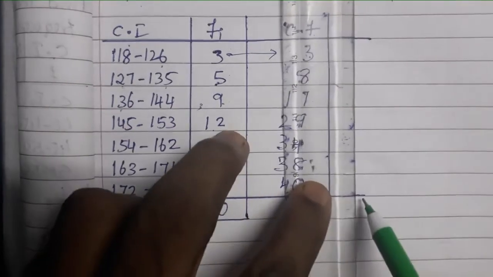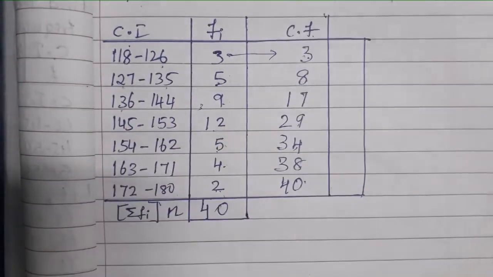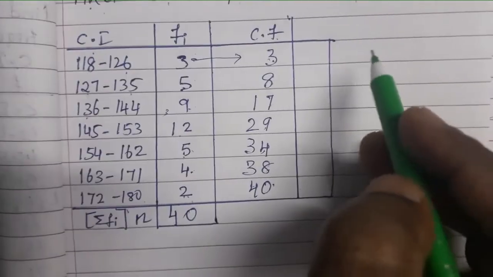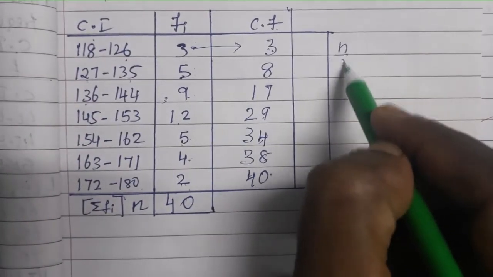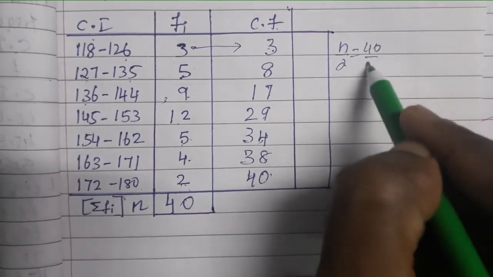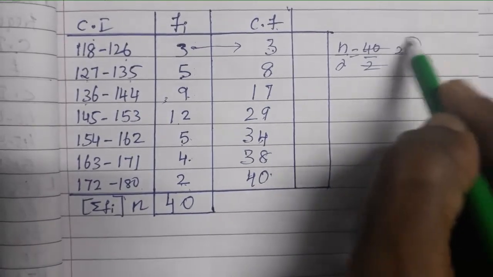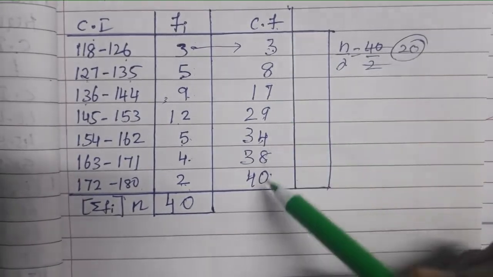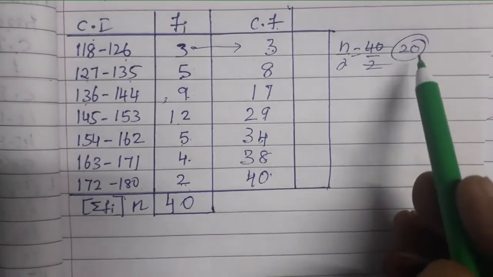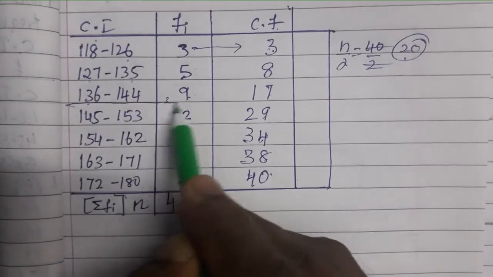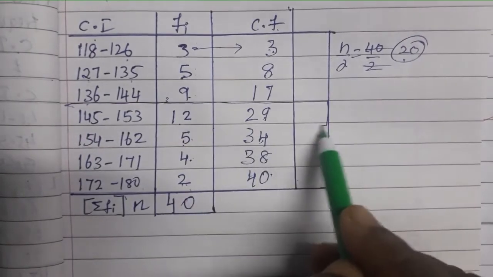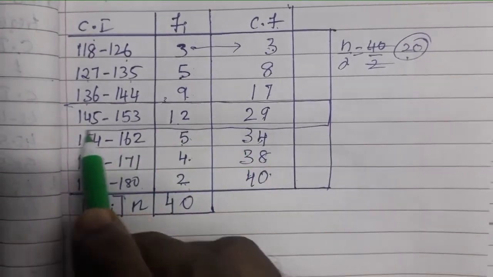Now informations you have to collect. For that you have to start from n by 2. What is n? 40 by 2. 2 20s are 40. Where is 20 in the cumulative frequency? 20 is not available. The next greater number to 20 is 29. So all our information will be gathered in this row, in the 29 row.